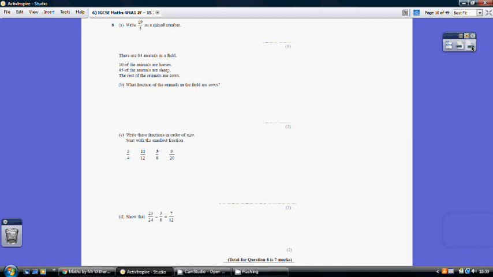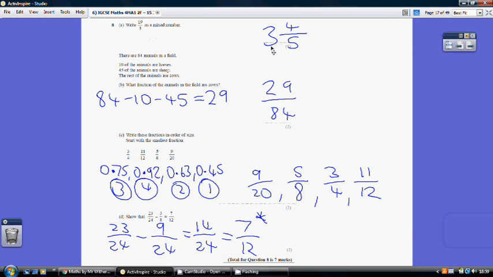Question 8. So 19 over 5 as a mixed number is 3 4/5. You can do that on your calculator to check. Now part B, what fraction of the animals are cows?